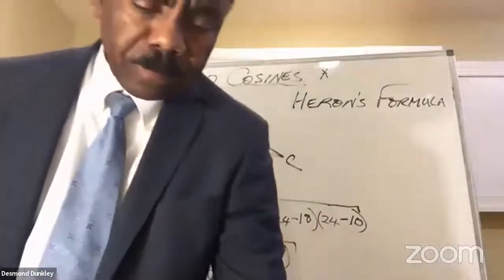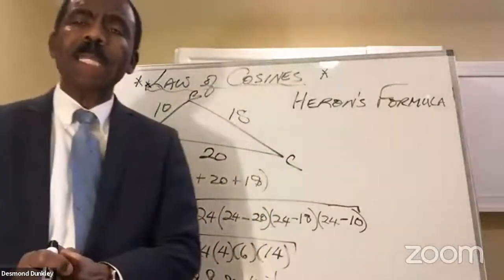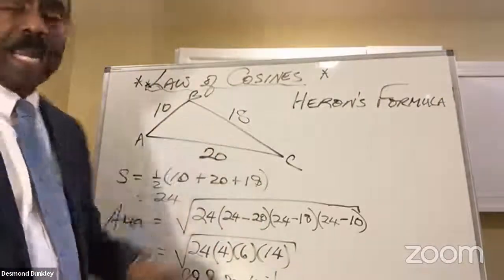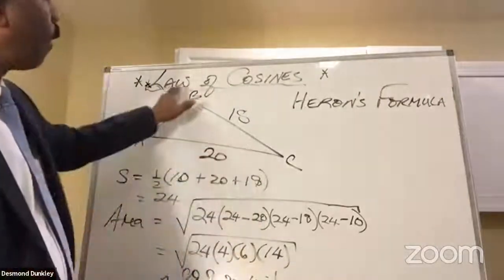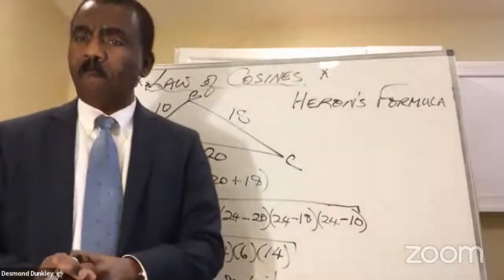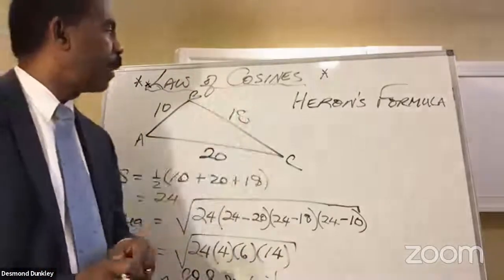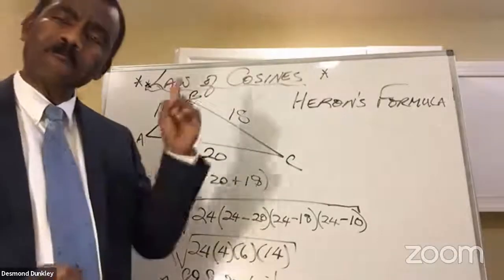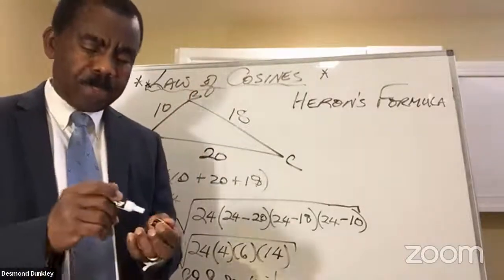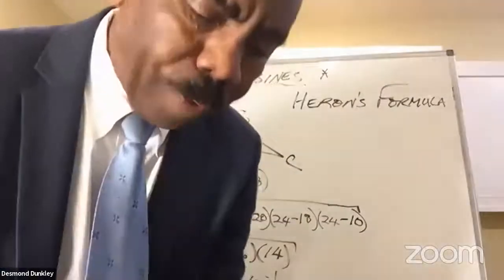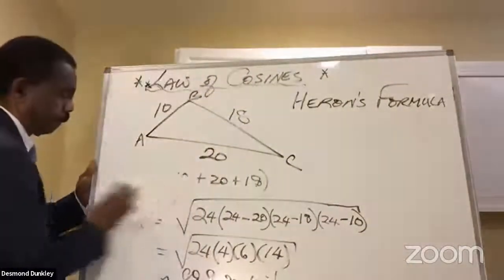Now, if we were asked to find one of these angles, then the law of cosines is the one that we will use in order to find one of the angles of the 3 that are there. So let's go right into that immediately.